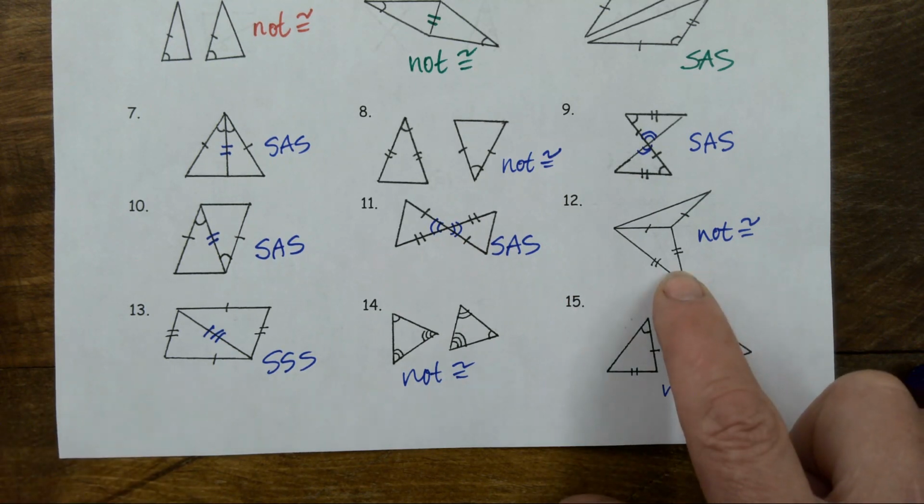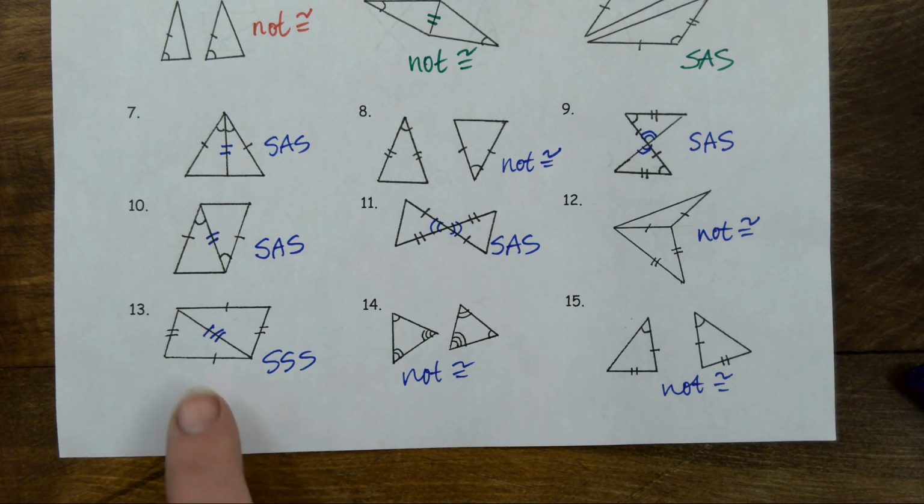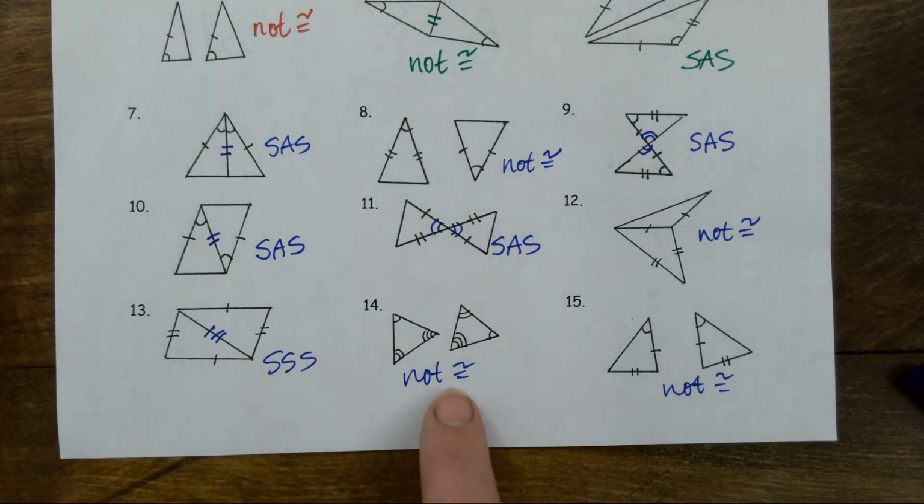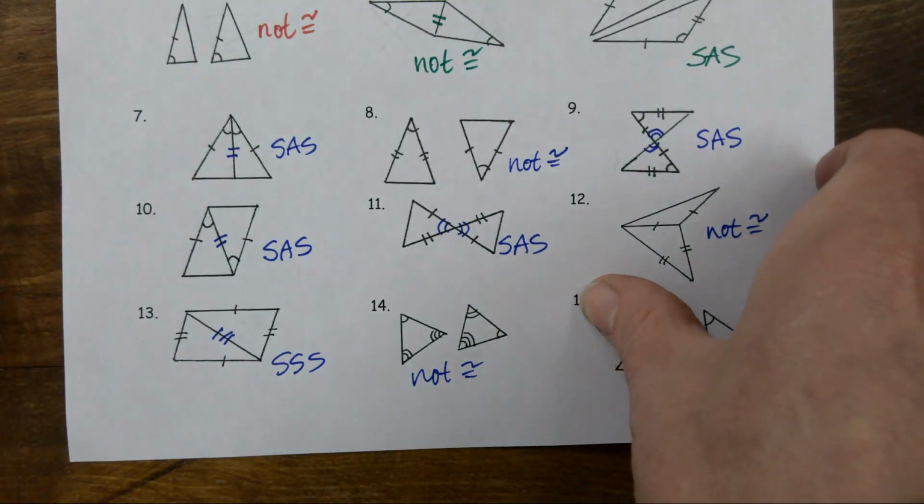Number 12, not even close. 13, the missing sides. 14, there's no such thing as angle, angle, angle. Okay? And then 15, not congruent at all. How'd you guys do? Pretty good? Okay, great. Now, those aren't the only 2. We actually have a couple more, and we'll take a look at those as well.